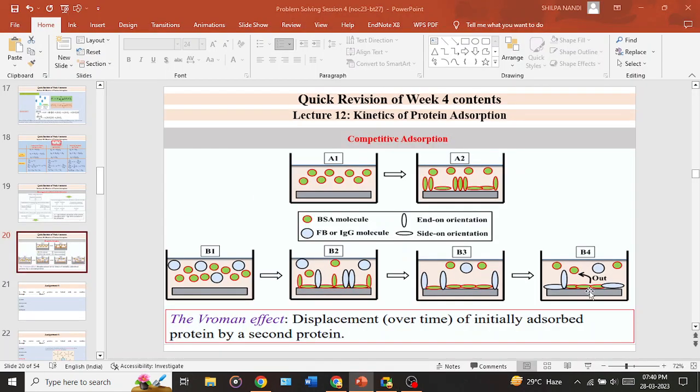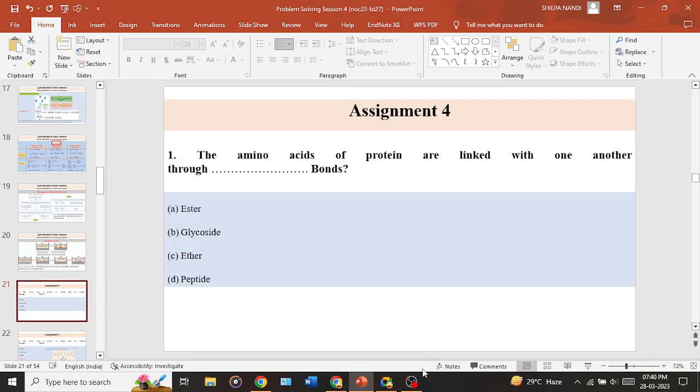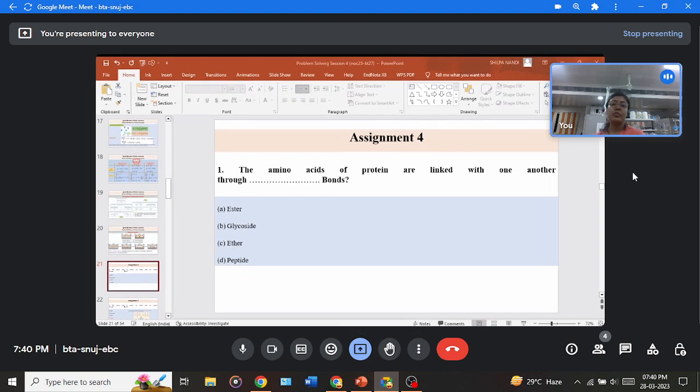So I think we have tried to get an overview of what was taught in the week 4 course content. We may solve certain questions relating to those three lectures, that is lecture 10, lecture 11 as well as lecture 12. These are not actually the assignment questions which have been uploaded at the current stage, but I have tried to add certain questions which will help you in solving those questions of week 4.